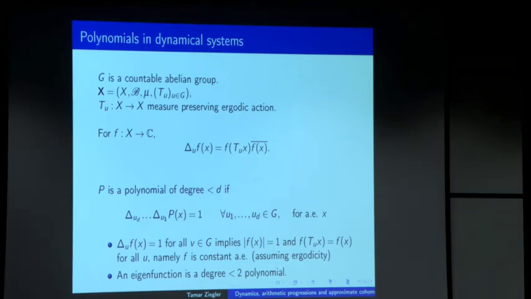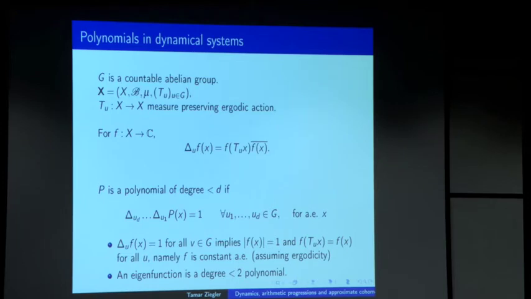If you knew that the derivative of f is 1 always, then if you plug in u equals 0, you find that the absolute value of f is 1, and saying that for any other u you would get that f of T_u x is equal to f of x, and to say that this implies that your function is constant is the assumption of ergodicity.